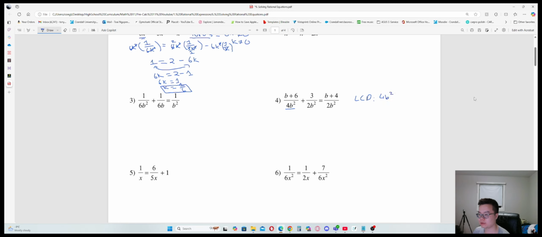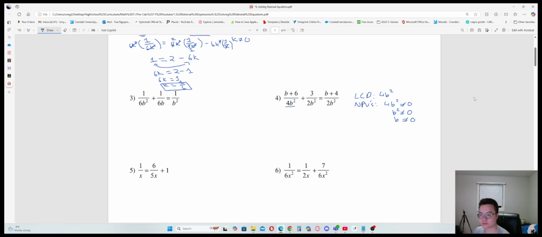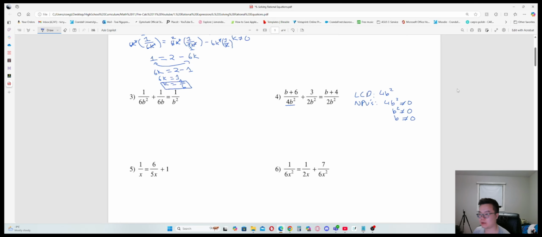Then I'll have NPVs. So I will have 4b squared not equal to 0, so b squared will not be equal to 0, and then b is not equal to 0. Now I have the LCD as 4b squared.